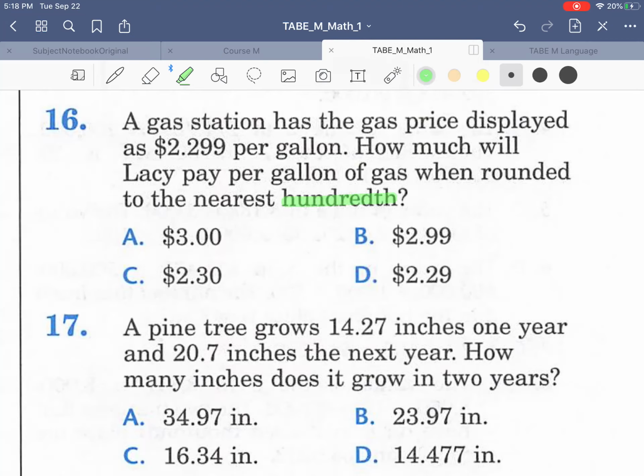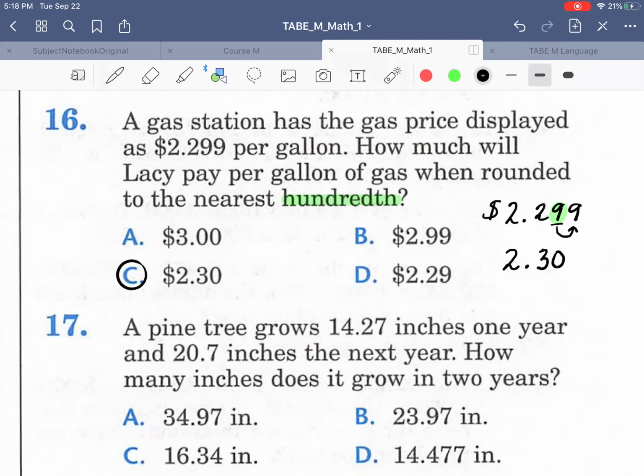So we're going to round that price to the nearest hundredth. And hundredth is this place. So let's look back here. Neighbor says to round up, so the 29 cents becomes 30. $2.30 per gallon.